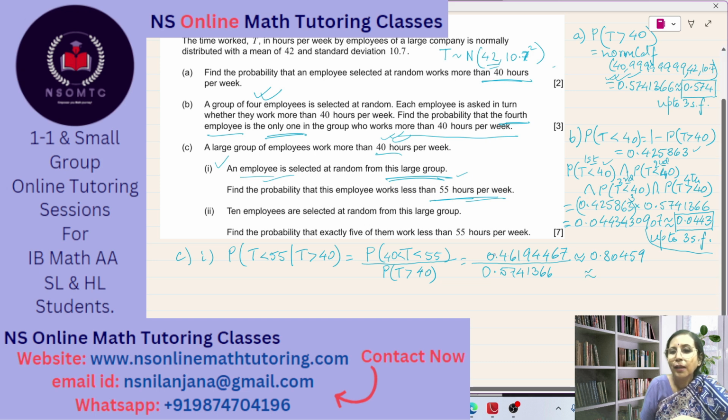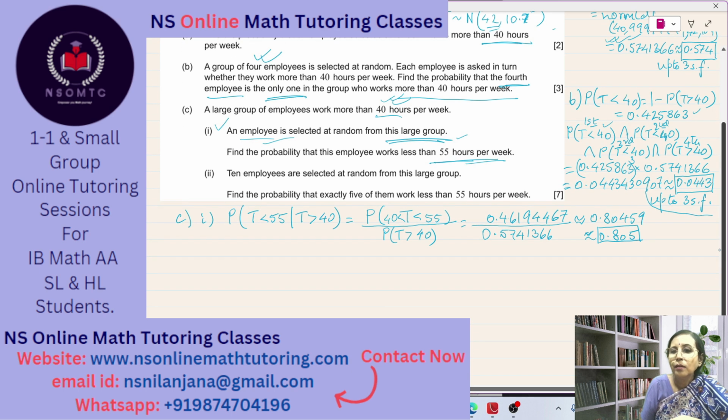And again, I can write this as 0.805 up to 3 significant figures. Fine, and we have answered the first subpart. Coming to the second subpart.